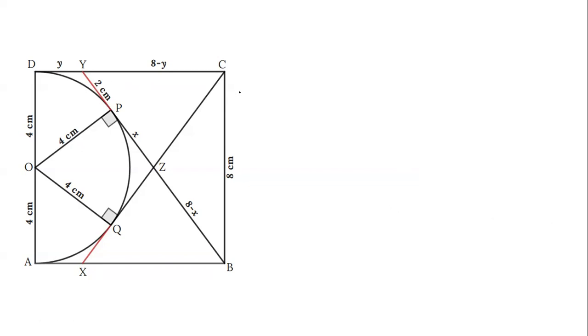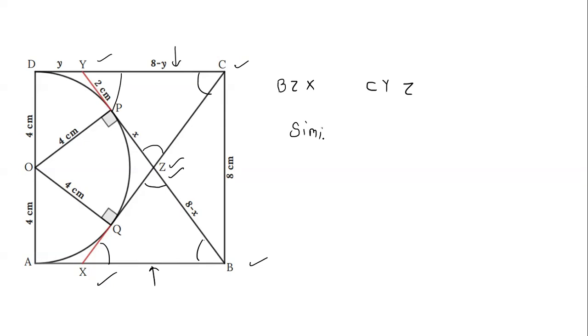Now you see there are two triangles. One is BZX, and one is CYZ. So we can see this angle is equal to this angle because they are opposite. This angle is equal to this angle because these two are parallel. So this angle will be equal to this angle. So all three angles are the same in both the triangles. So these are similar triangles. So what we can do, we can equate the ratio of the sides.